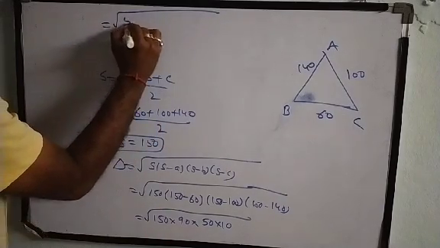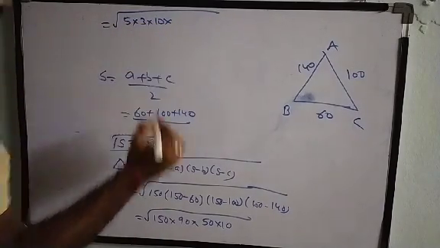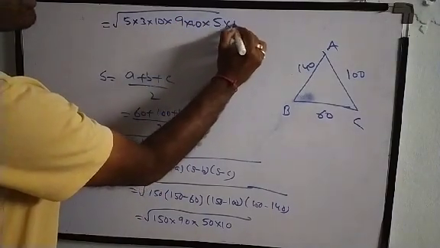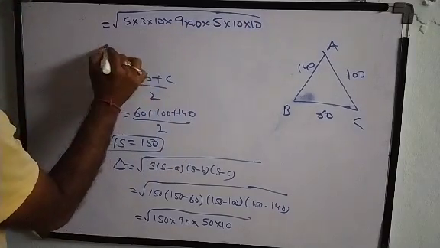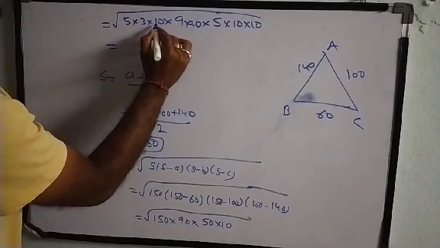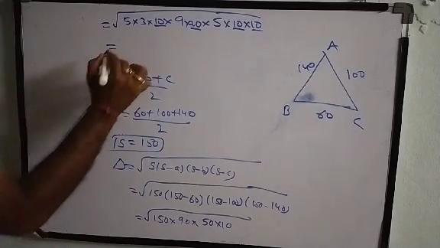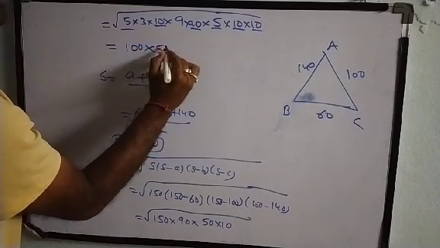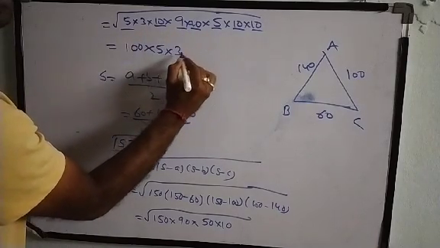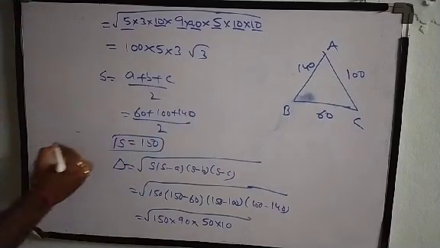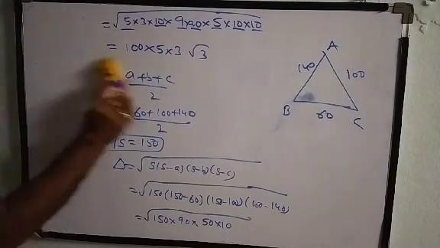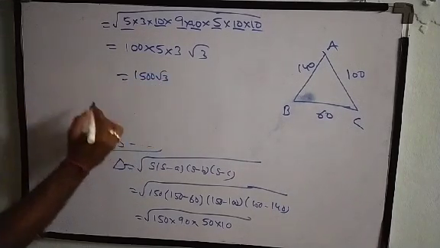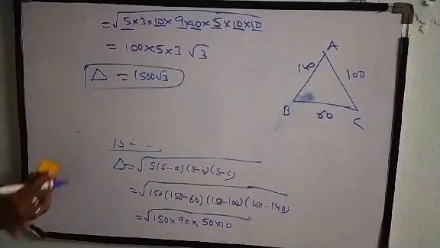So this can be written as 5 into 3 into 10, 9 into 10 into 5 into 10 into 10. So overall there are 4 tens. So 2 tens will come out, that is 100 into, so 2 fives, 1 5 will come out into 9, it will come out as 3. So left one is root 3. So it will be 1500 root 3. So this is area of triangle, 1500 root 3.